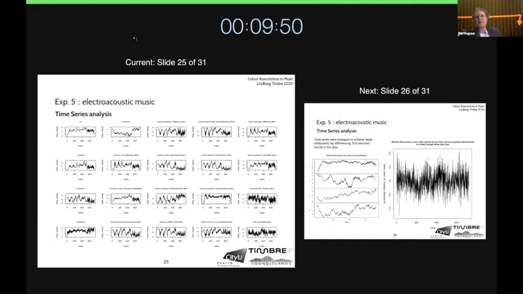And of course, the acoustic predictors here are also time series, right? And there's a large set of them.